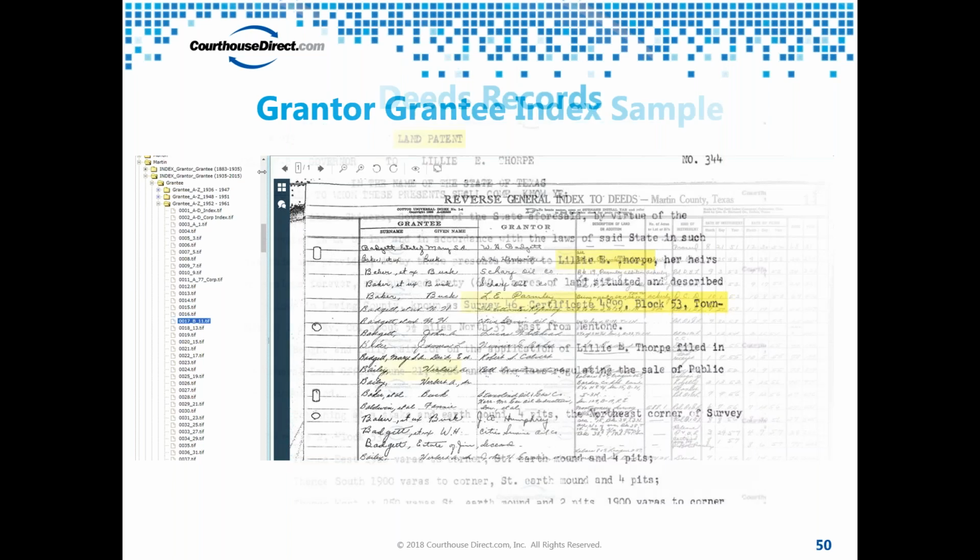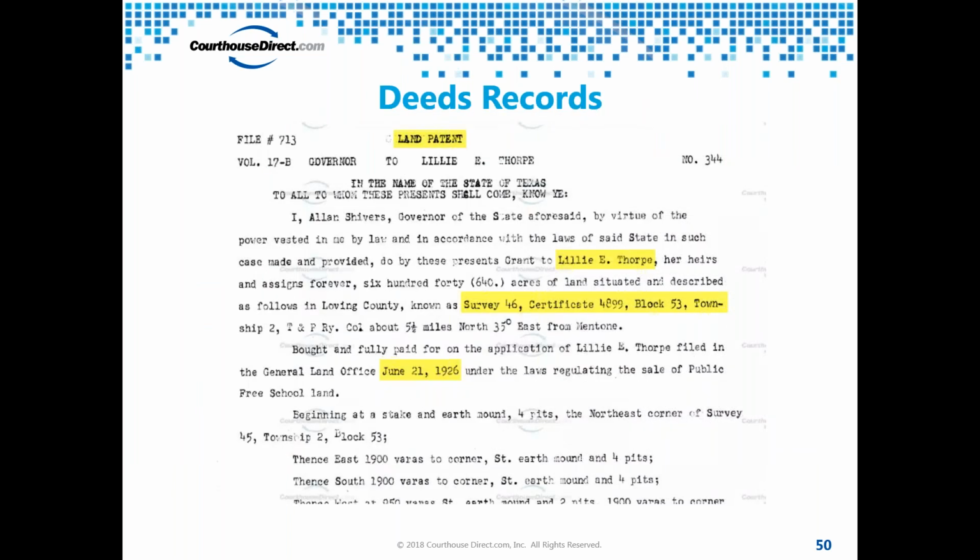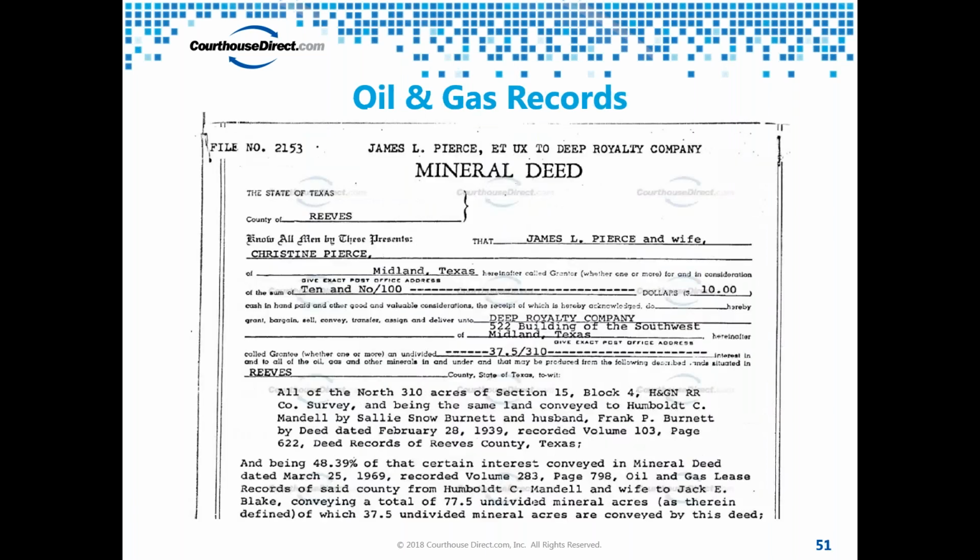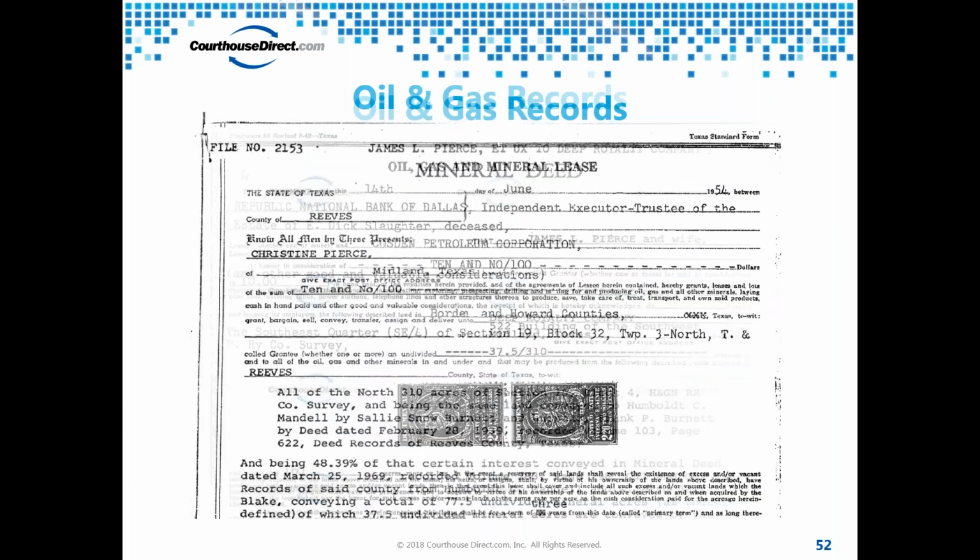And then the deed records, again, they typically go all the way back in the county. This happens to be a patent, I think it was filed in 1926. And then also the oil and gas records that go all the way back for minerals, and then the oil and gas leases.